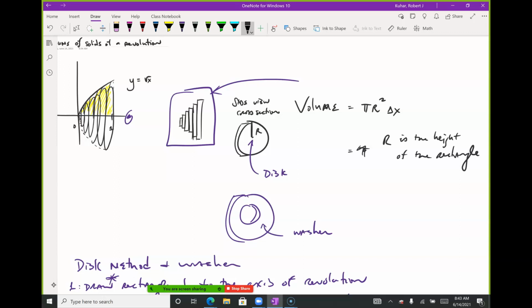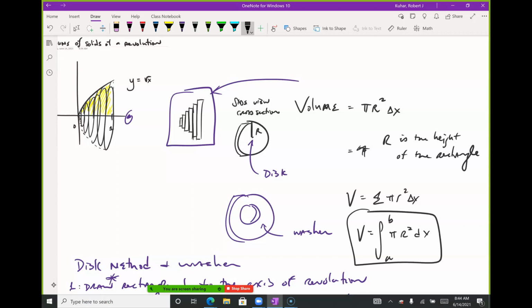And so when I do an infinite number of rectangles, right? So right now I'm saying volume equals the sum of pi r squared delta x. And then when I do an infinite number of them, I'm going to get the integral from a to b of pi f. I can still keep it as pi r squared dx. And there is my disk method.